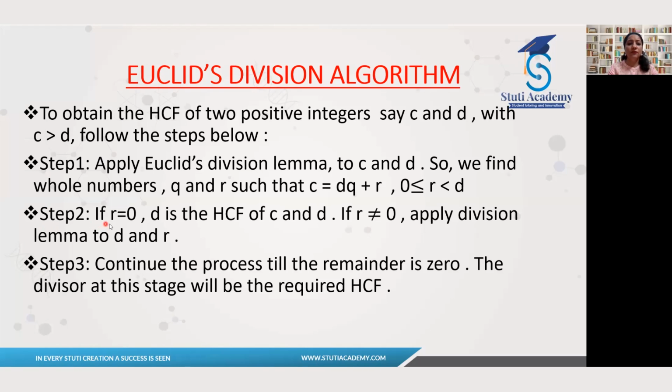Now in step 2, if R is 0, that means if the remainder is 0, then the divisor in the previous step, that's D, would be the HCF of C and D. And if the remainder is not equal to 0, then we are going to apply a division lemma to D and R. So we are going to repeat step 1 in that case. And we are going to continue this process till the remainder is 0. Now, once the remainder becomes 0, in that last stage, the divisor would be the required HCF. So this is Euclid's division algorithm for obtaining HCF of two numbers.